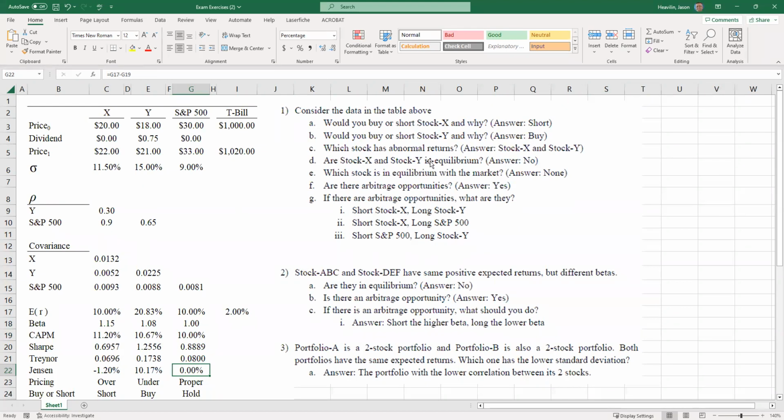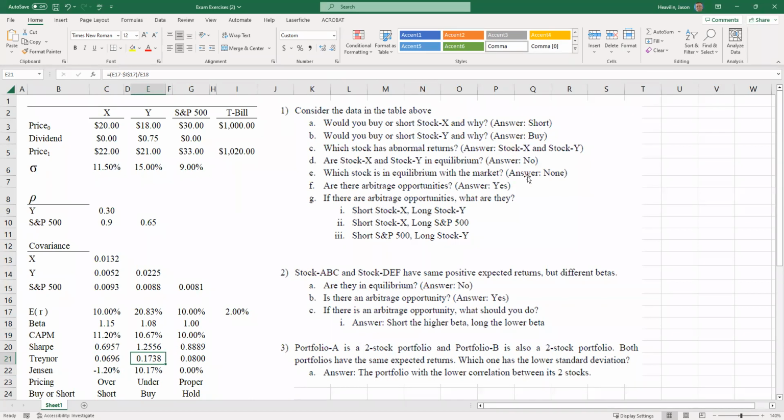Are stock X and stock Y in equilibrium? The answer is no. How do we know? You compare the Treynor ratios. If they are different, they're not in equilibrium. It's as simple as that. Look at the Treynor ratio. If they're not the same, which they're not, and for that matter, none of them are in equilibrium. They're all different. But typically you compare 2 at a time, at least for this class. That's all you do. Get the Treynor ratio. If they're not the same, they're not in equilibrium.